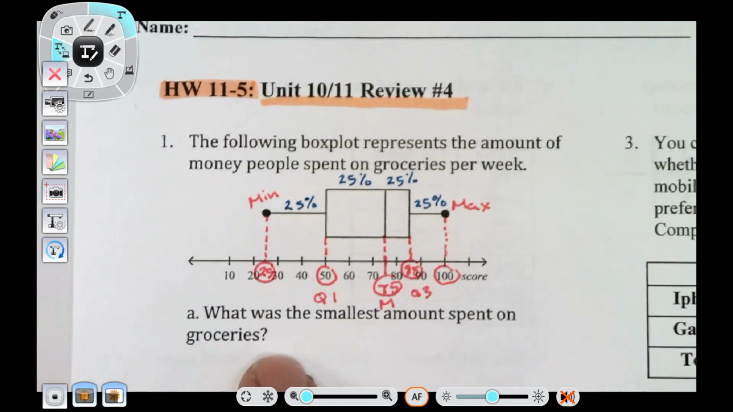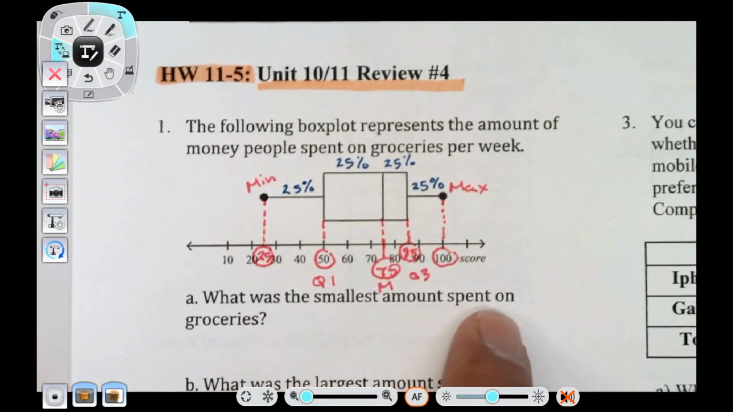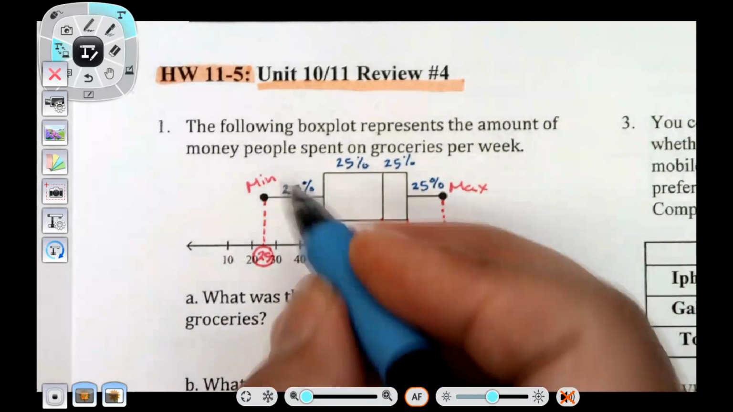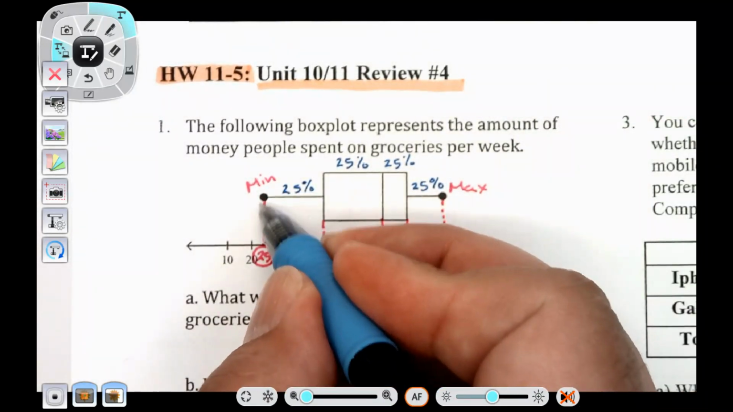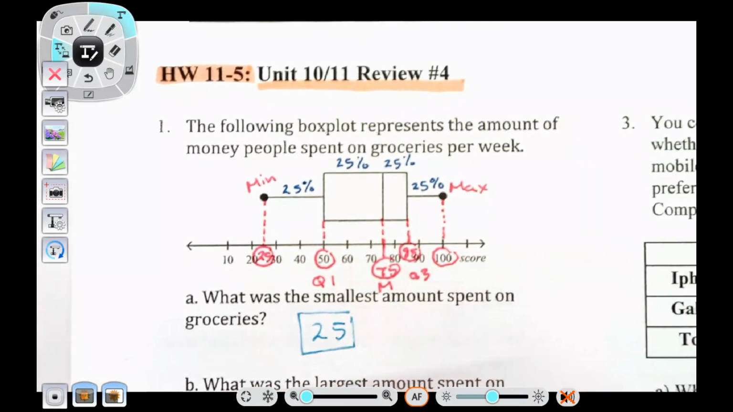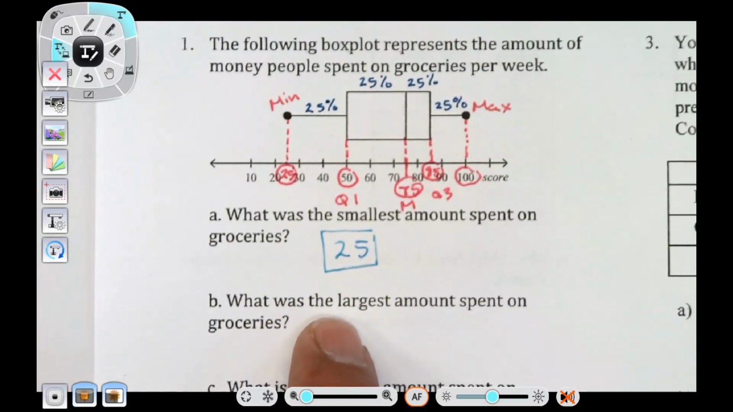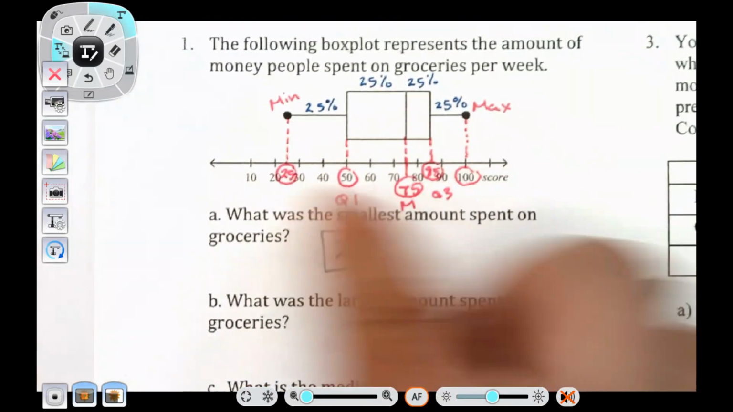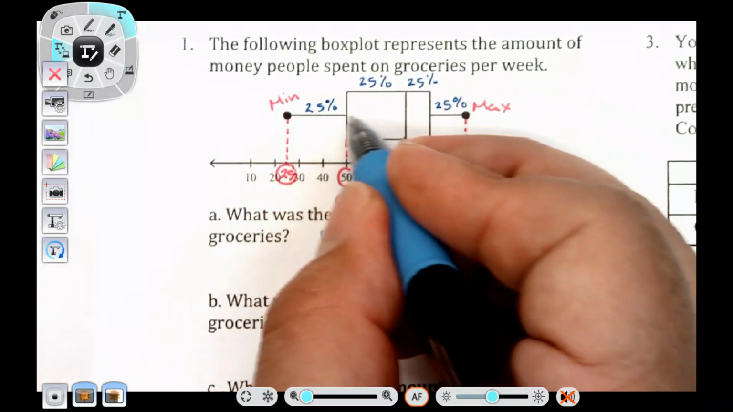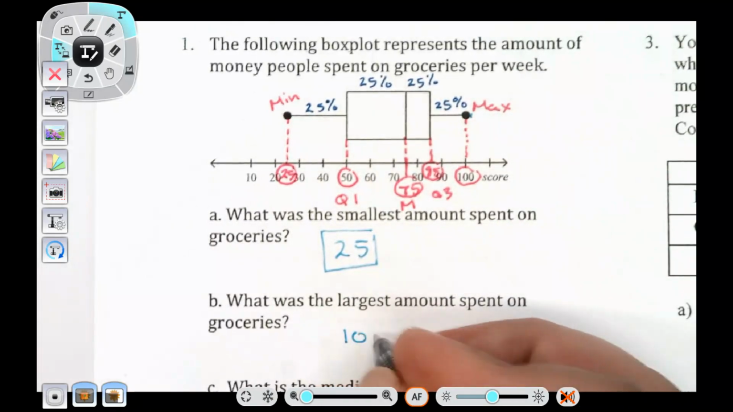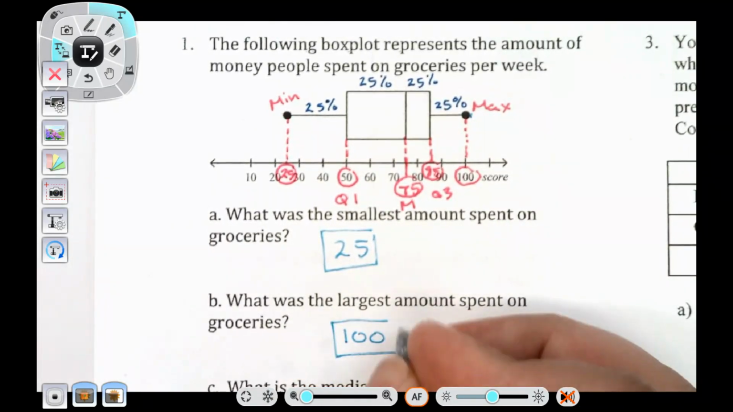So for instance, what was the smallest amount someone spent on groceries? That's this dot. You don't look at the grid, you look here. This is the last dot. The minimum was 25. So there's our answer for that one. What was the largest amount someone spent on groceries? Well, again, I look at my box plot. Don't look down here, look up here. The box plot ends right here. This is the max. So someone spent $100 on groceries for the week.